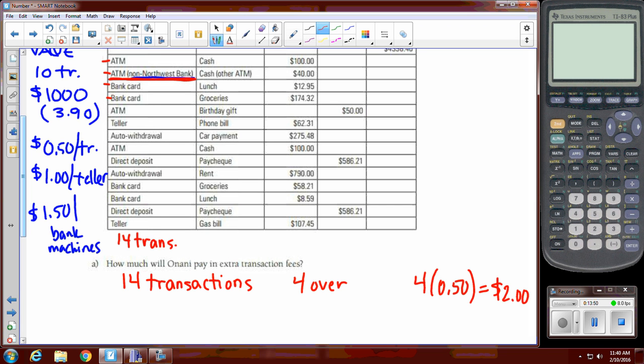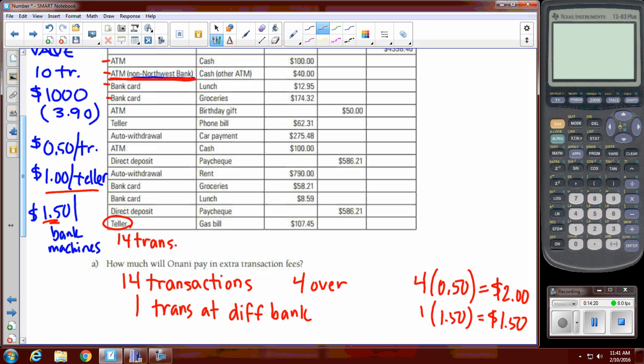There isn't. So he has one transaction at a different bank, and that's this fee here. So they're going to charge him one of those at $1.50, which means he has to pay $1.50 for that extra transaction. And the only other fee that we could see here so far is if he goes and uses a teller. So if we look, here's a teller, one of them, and there's another teller where he actually went into the bank and talked to somebody else.